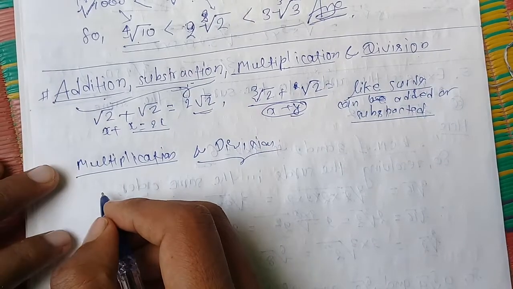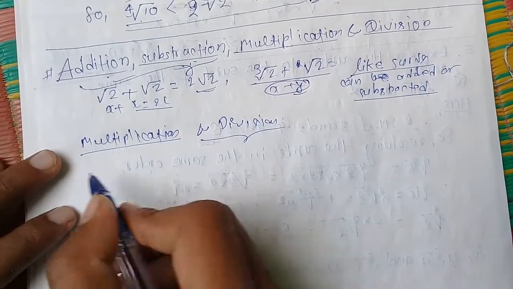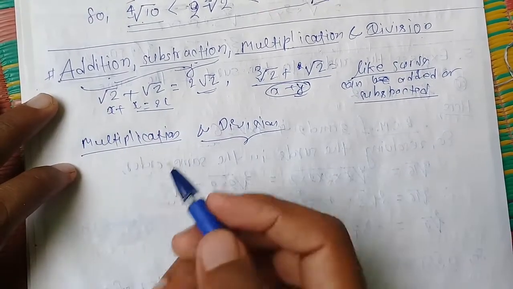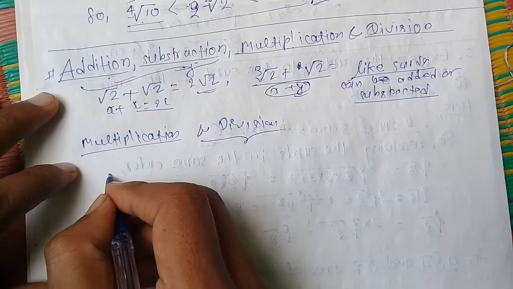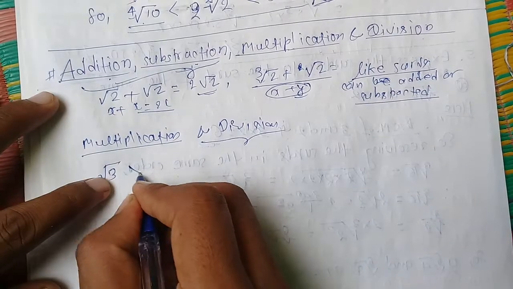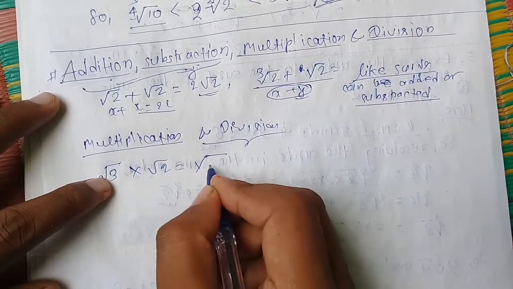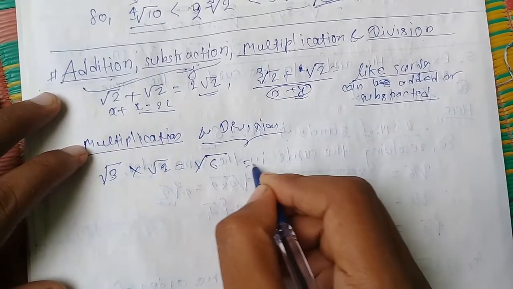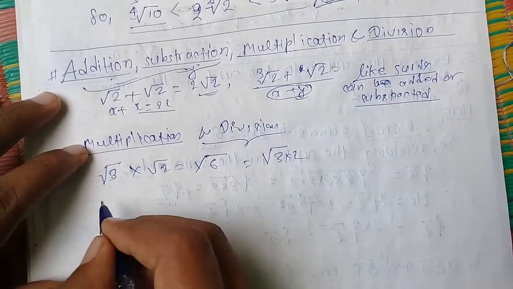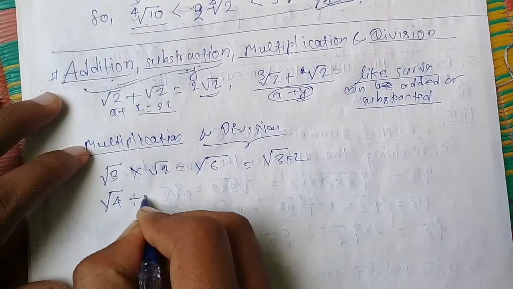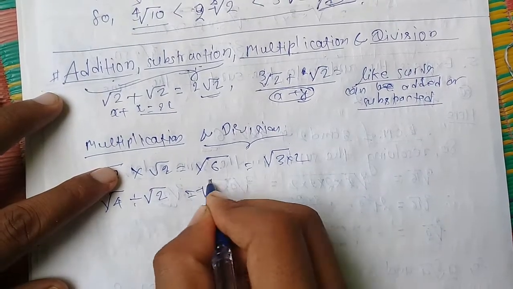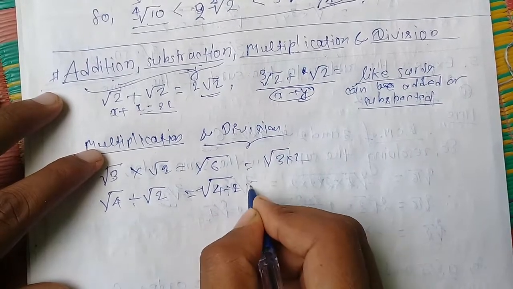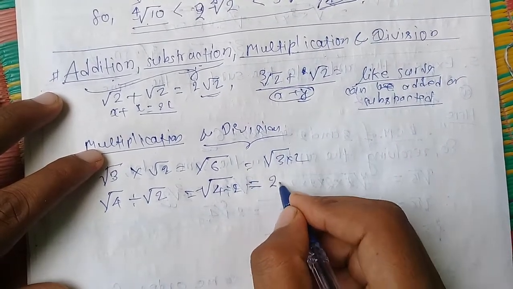But if the order is different, then after making the same order, multiplication and division can be done. For example, if here is the third root of 3 into the square root of 2, this directly gives you the sixth root. Again, if root 4 is divided by root 2, it gives 4 divided by 2, which is equal to root 2.